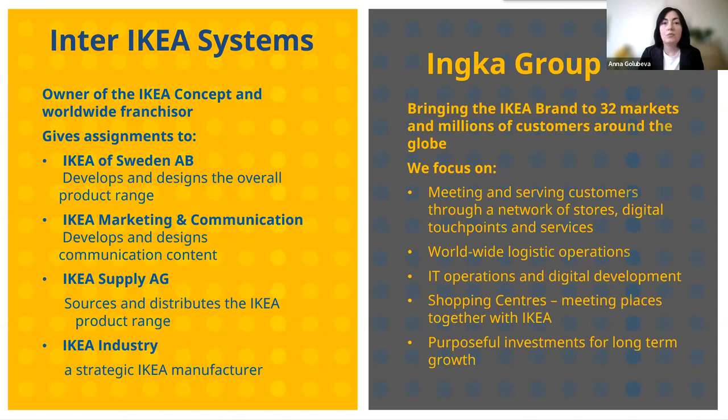Then we have marketing and communication, who take the communication part and design the content for communication related to product range and marketing and other areas. Of course, we have the organization responsible for the supply and distribution of our products. That is also, of course, a big part of the assignment. And we have a strategic manufacturer. We of course work with other suppliers, but we also have IKEA Industry, which are our factories. And then, as I mentioned, we work with the franchisees, but we have our biggest franchisee, which is Ingka Group, where we also cooperate on different assignments like developing e-commerce, logistics, and distribution.